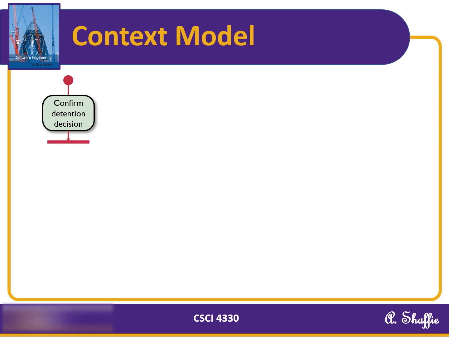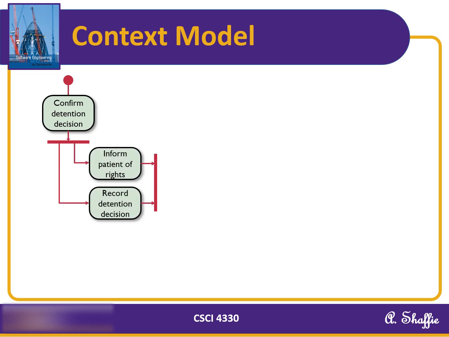Next, we can see a solid bar that splits the flow into parallel activities, which are informing the patient of their rights and recording the detention decision. And this will need a connection to the Medicare system. After running all these activities in parallel, we can proceed forward to the decision node. This decision node will check whether the patient is dangerous or not.